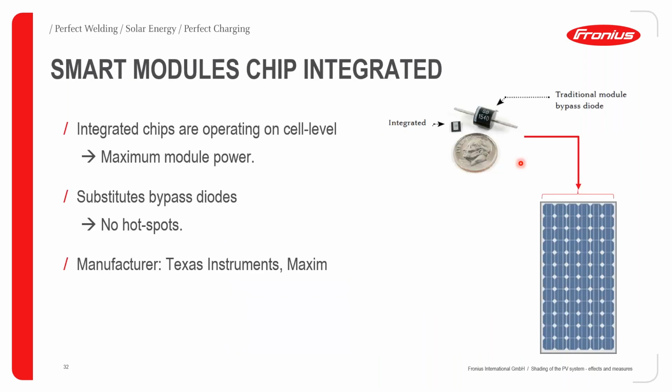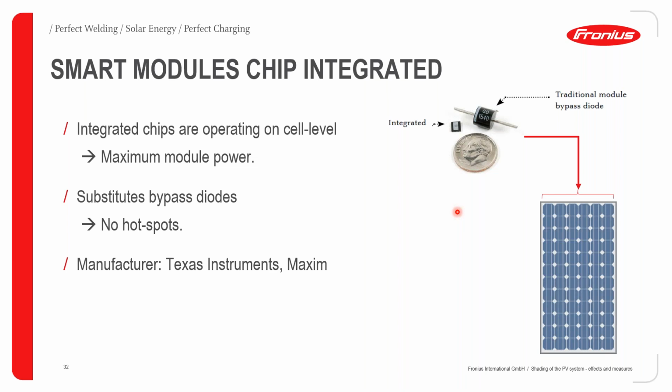At this point, let's look at what are really the key differences. The traditional modules have what is called the bypass diode, and I think a lot of installers or a lot of people know or are familiar with the bypass diodes. But these smart modules have a chip integrated, and this can be integrated at the cell level. So this chip will, of course, because of the technology used, cost you more money initially, but in the long run, this is going to be a guarantee for even more yield regardless of shaded conditions.